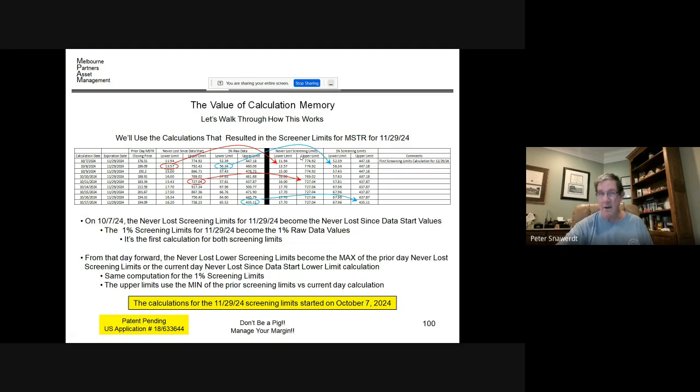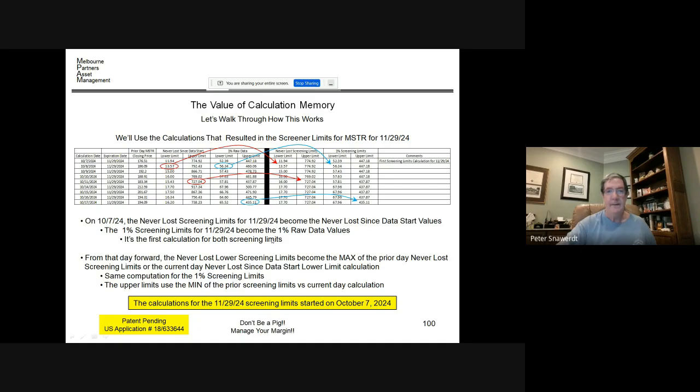Say that again. Never lost on the day that it's made, and unless that's violated in the future, it stayed never lost. You can get as close as you want to that, but unless the stock price or the index or whatever ETF actually trades above that never lost level if it's the upper limit, or below the never lost level if it's the lower limit, it doesn't count. In other words, that never lost level gives me an edge relative to today's calculation.